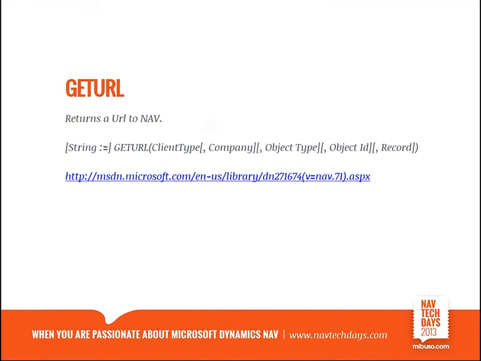If we look at GetURL, it is a function where you specify what client type you want the URL for, what the company name is, what object type, what object ID, and what the record is. Then I get a URL that matches this tenant. I cannot specify the tenant ID here. It's always going to give me the tenant that I'm connected to, because it doesn't make sense to give me a pointer to a different tenant. If you're running single tenancy, it's exactly the same.